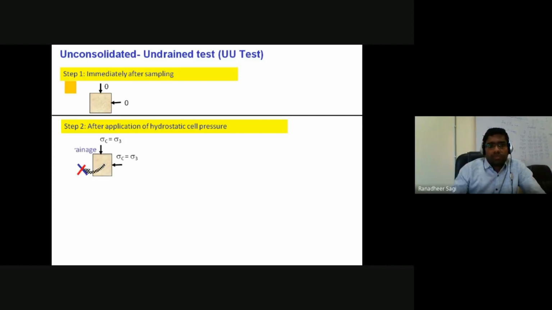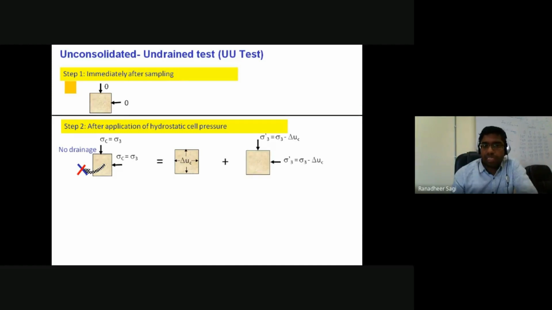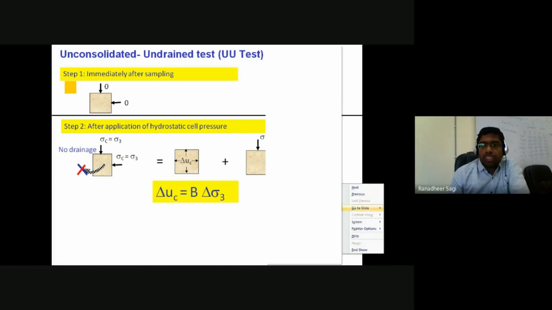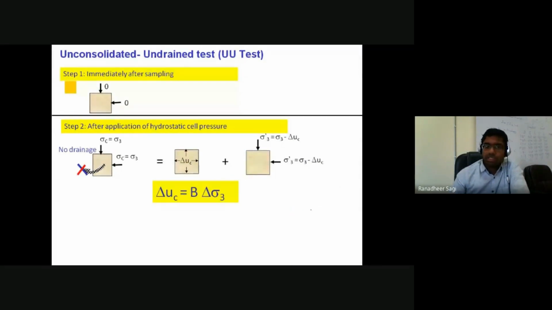This is all what we have talked about. When hydrostatic cell pressure, that is, confining pressure, is applied on the soil sample, there will be an increase in pore water pressure in that soil sample. That increase in pore water pressure, developed because of the applied cell pressure or confining pressure, we said we will write as B into delta sigma 3, where B is what we call Skempton's pore water pressure parameter. And we went on to say that your B parameter is basically a function of the degree of saturation in the soil.